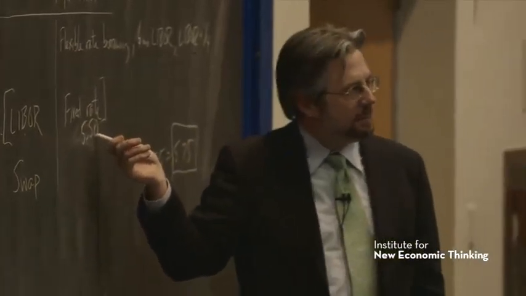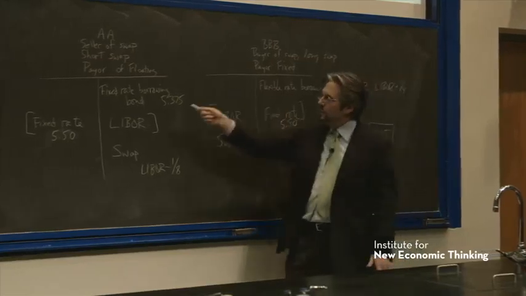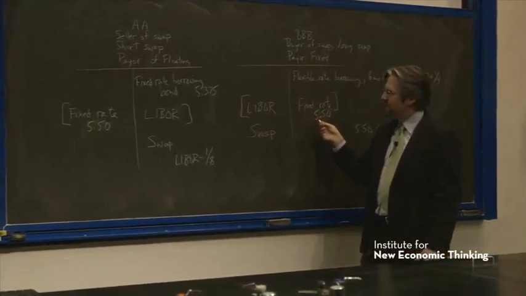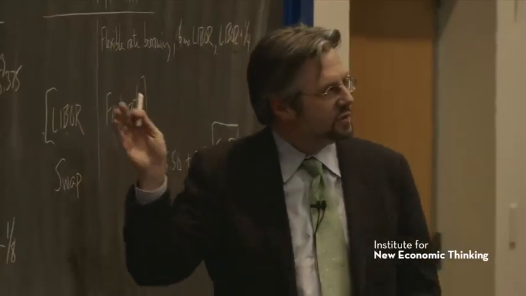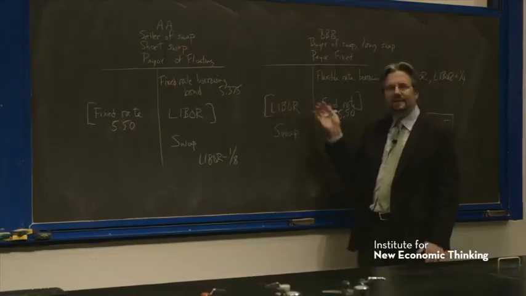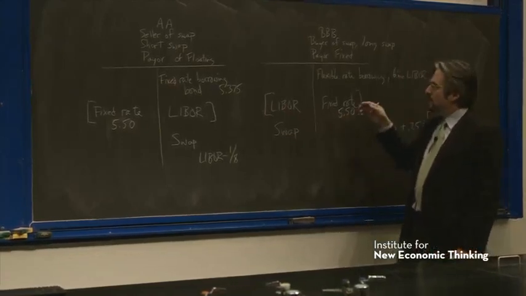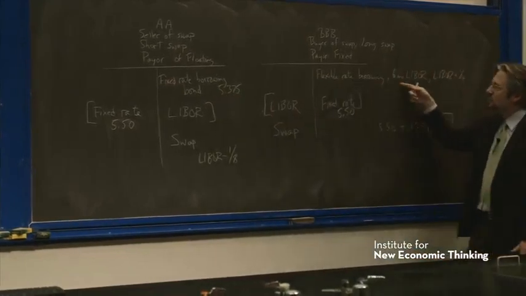So typically what's happening is that BBB is paying to AA the difference between 550 and the current LIBOR rate. The cash flows are going this way during the life of the swap. They're willing to do that because it lets them lock in this long-term funding. So they're paying some to AA, and they're paying some to their original loan here.